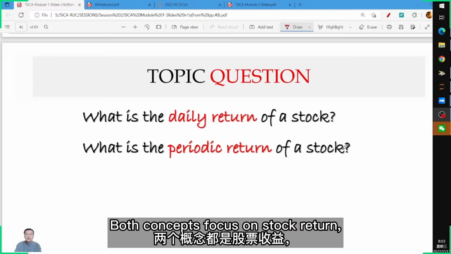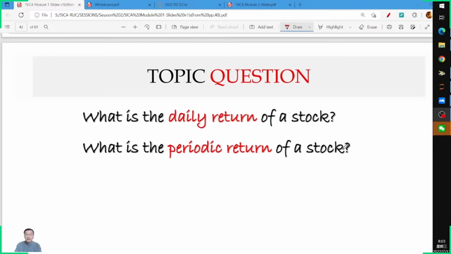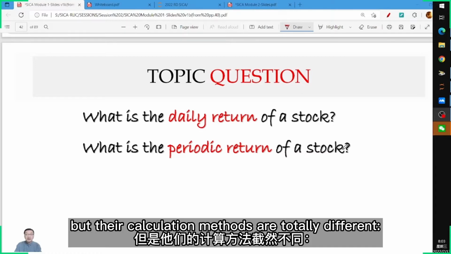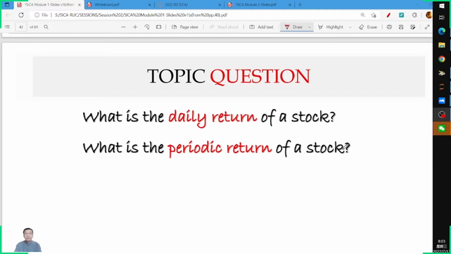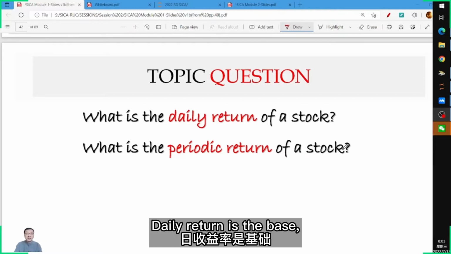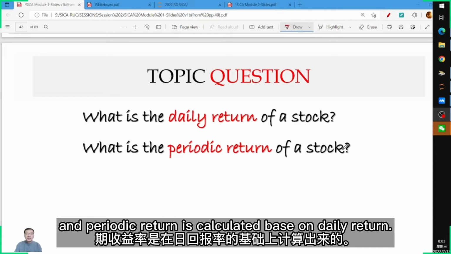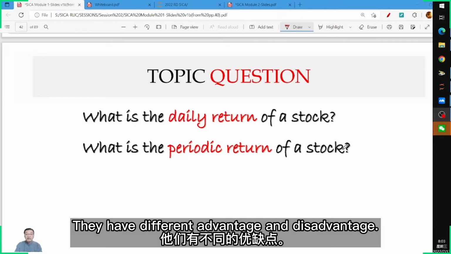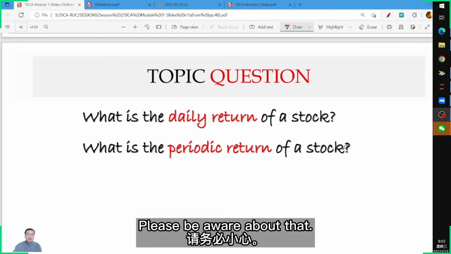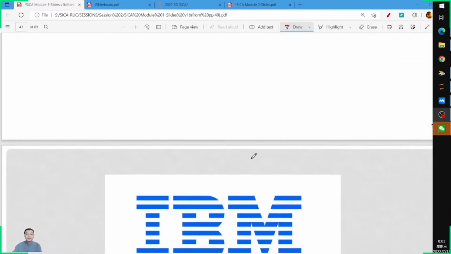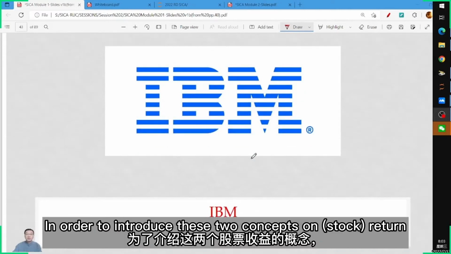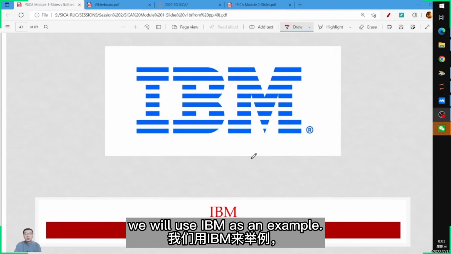Both concepts focus on stock return, but their calculation methods are totally different. Daily return is the base, and periodic return is calculated based on daily return. They have different advantages and disadvantages. Please be aware of that. In order to introduce these two concepts on return, we will use IBM as an example.